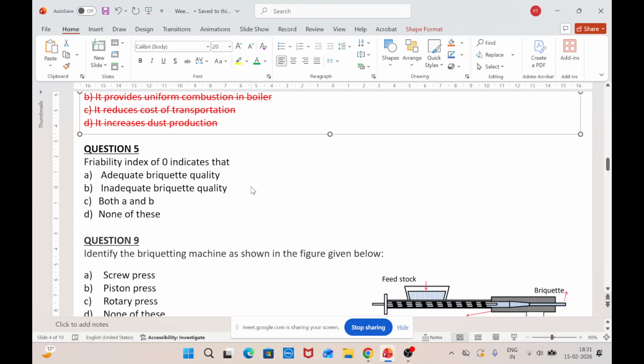Anyone? What is friability index? So usually when you deal with the properties of the briquettes as such, you have to have an understanding of three properties. First is density, second one is friability, and third one is its ability to be under moist conditions, whether that particular briquette can survive or have that adequate quality under moist condition. So what is friability and what is friability index?